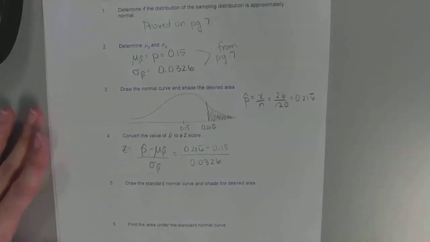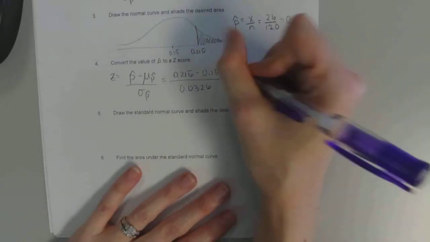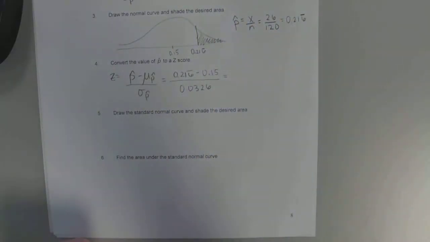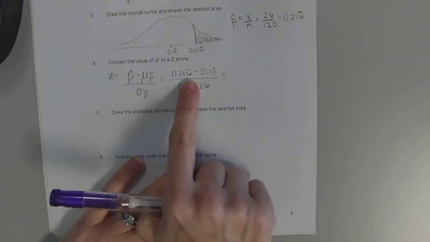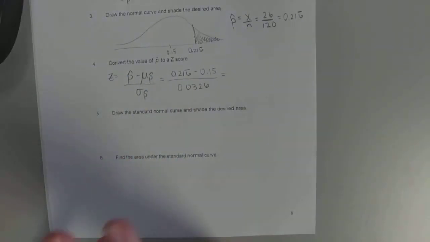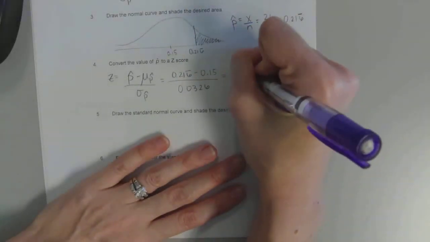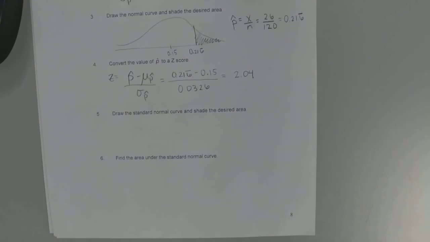So when we go to look up our z-score for the area, we have to remember to either look up the opposite z-score or subtract it from 1. All right, let's go ahead and do the math. In your calculator, when you do this difference, make sure you type a bunch of 6s, okay? So type 0.21, 6, lots of 6s, subtract 0.15, hit enter, divide by 0.0326. You should get 2.04. Tell me if you don't.